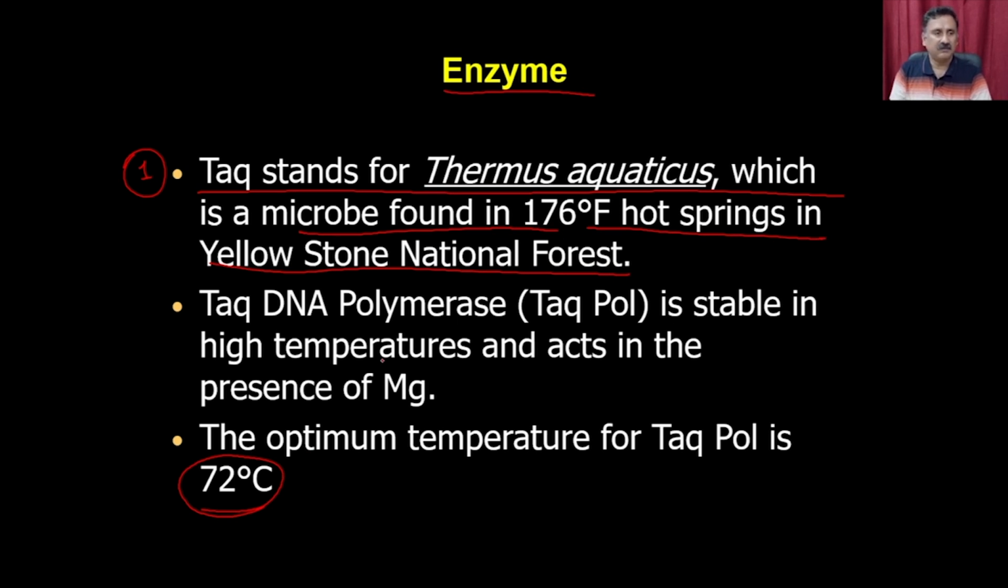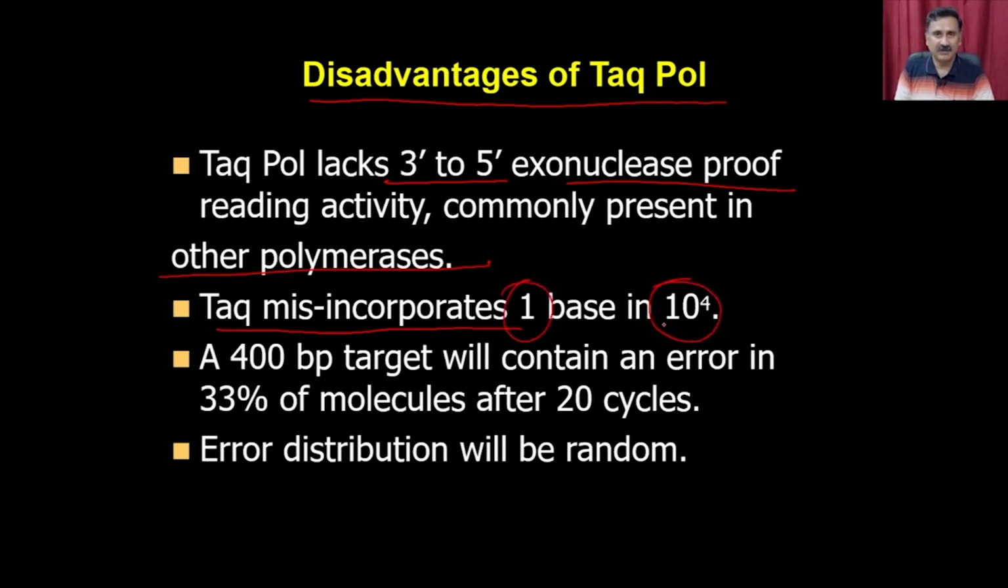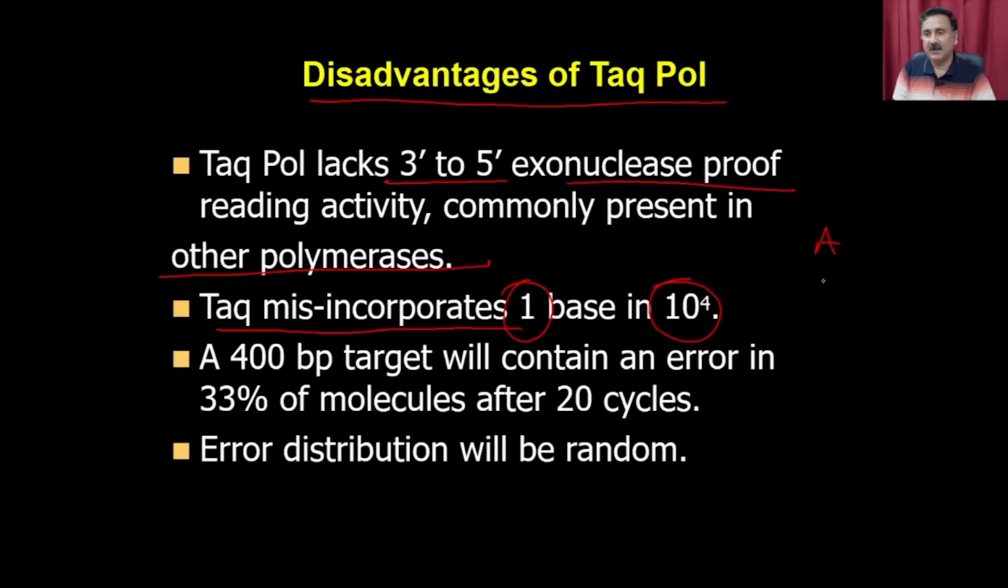So Taq DNA polymerase is one of the standard enzymes people use, but it comes with the following disadvantages. Taq DNA polymerase lacks the 3' to 5' exonuclease proofreading activity commonly present in other polymerases. Taq DNA polymerase misincorporates one base in 10 to the power 4 bases. This means it is going to incorporate wrong nucleotides. So instead of T in front of A, it is going to incorporate G or C. In those cases, it leads to the formation of mutated genes.